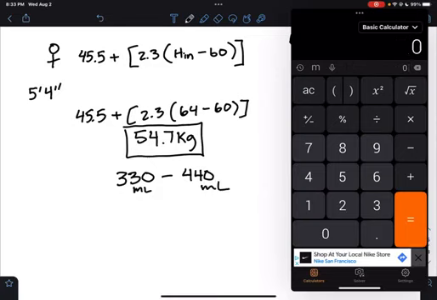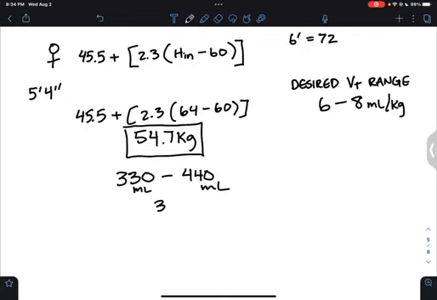Now, if you want one happy number, then right in the middle would be your 7 milliliters per kilo. If you multiply that, that would get me 382, so I'm going to round it to 380 milliliters. This is our 7 mils per kilo.